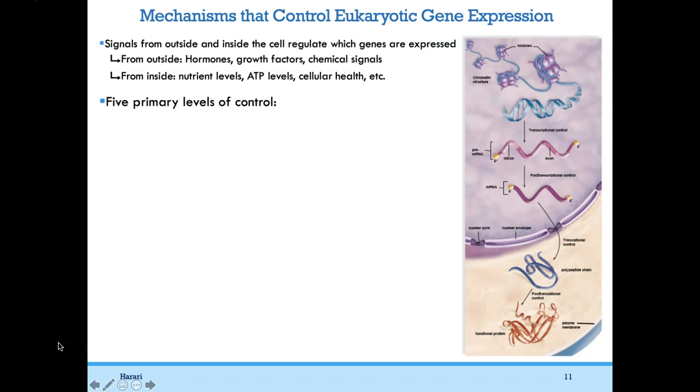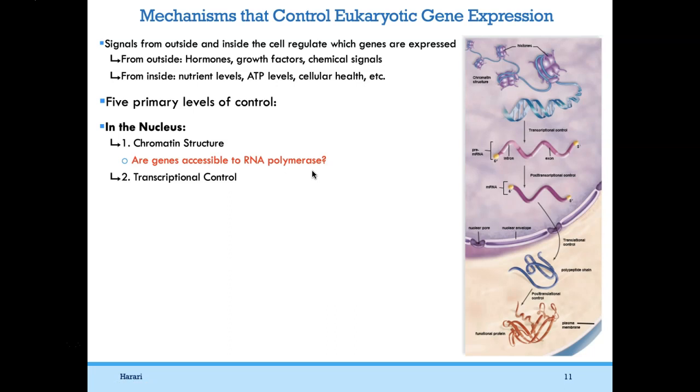I'm going to try to use the book's outline. The book says there are 5 primary levels of control. And we're going to use this outline to discuss gene expression, but there's a lot of overlap between these different levels of control. The first couple of levels of control occur in the nucleus. And we're going to start our conversation with chromatin structure. The structure of chromatin will determine whether genes are accessible to RNA polymerase, which will determine which are going to be transcribed and which will not be transcribed.